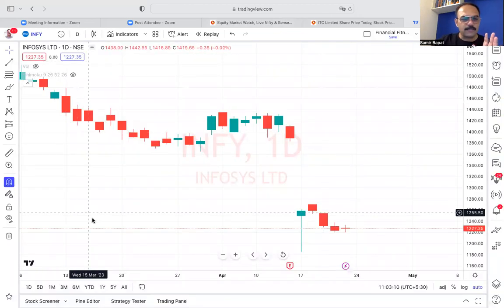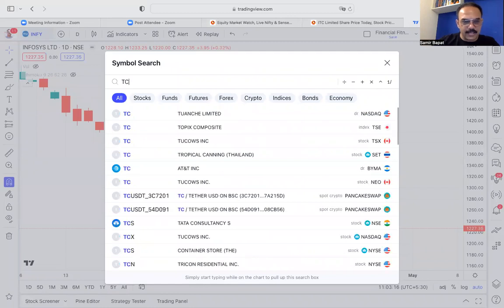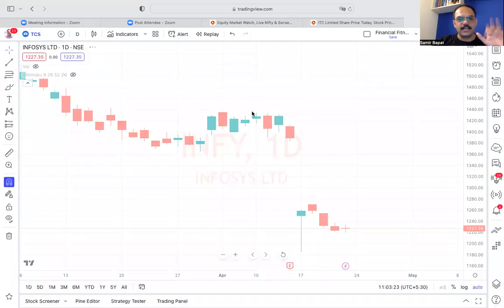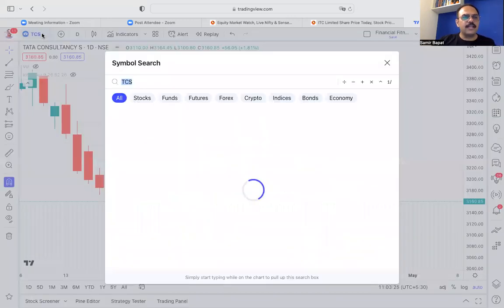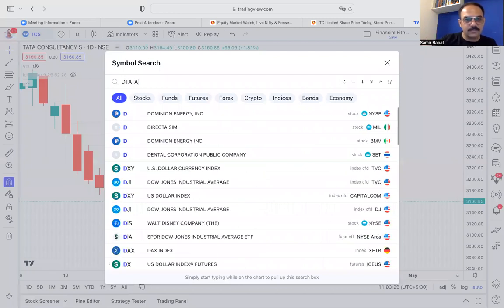So we have learned the symbol, how to change the symbol. Simple. We have to click here. This window will open. Type TCS. TCS will come. Indian flag. Fantastic. Only TCS written. No futures written. Click. TCS again. Then let's say I want data patterns.